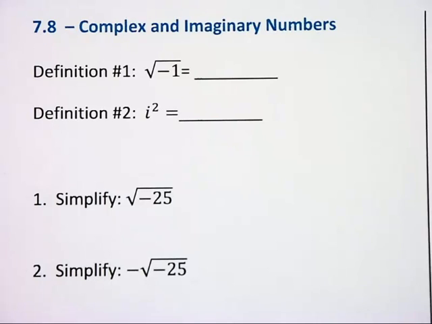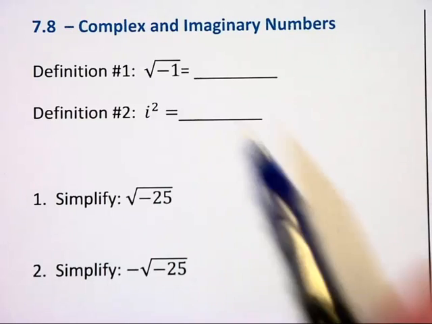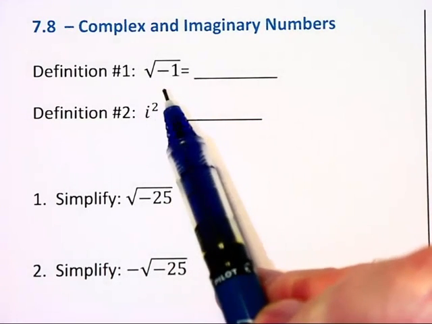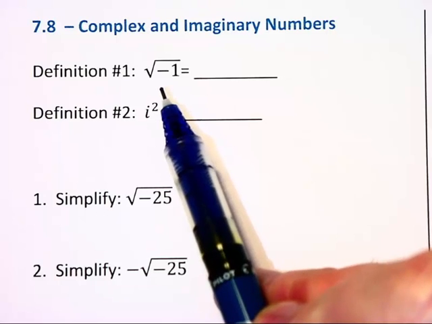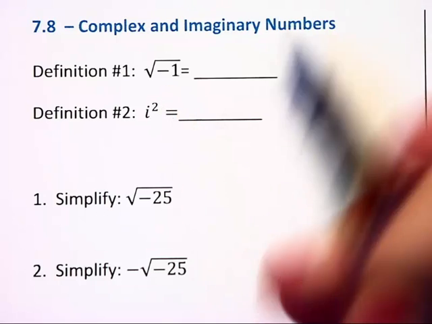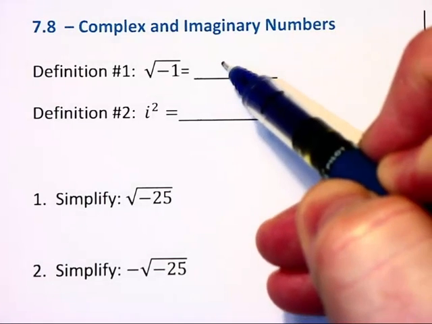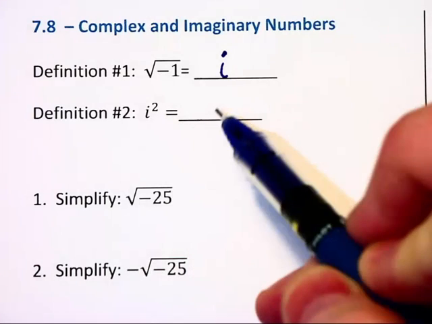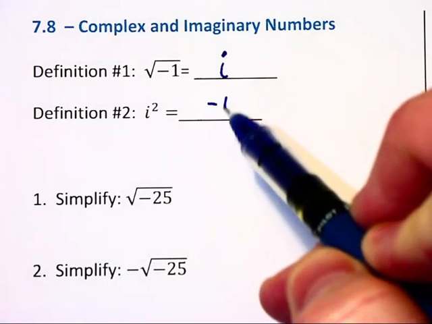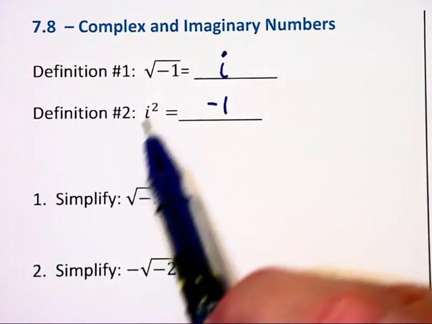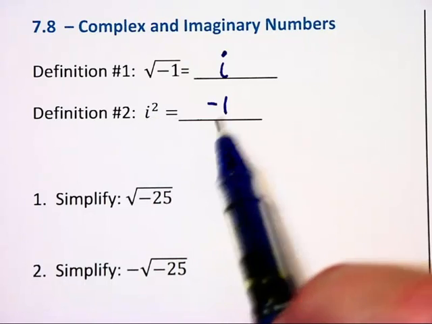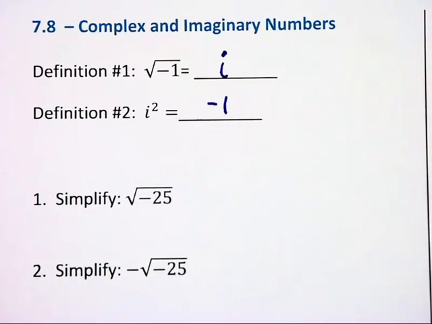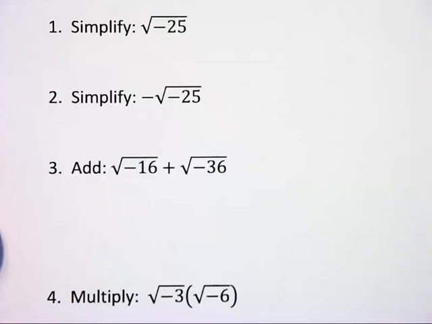Our study of complex and imaginary numbers begins with two key definitions. First off, we all know that we can't take the square root of a negative 1 in the real number system, but in the imaginary number system, this is the definition of i. And a partner definition is i squared is equal to negative 1. Normally, whenever you square a real number, the answer must be positive, but the square of i becomes negative 1. We can use these definitions to simplify the following problems.